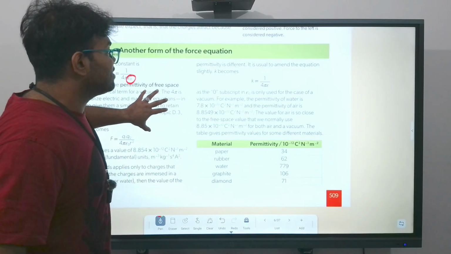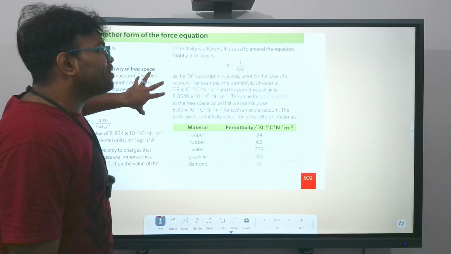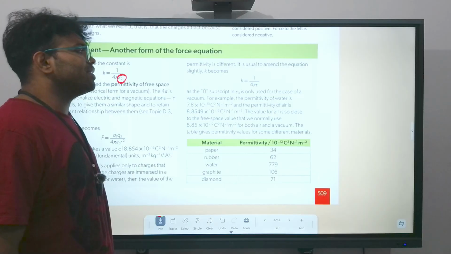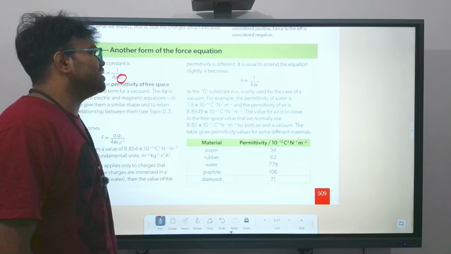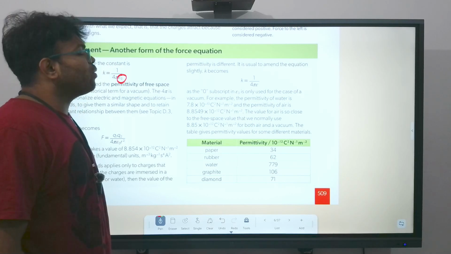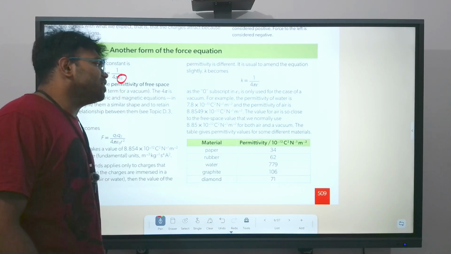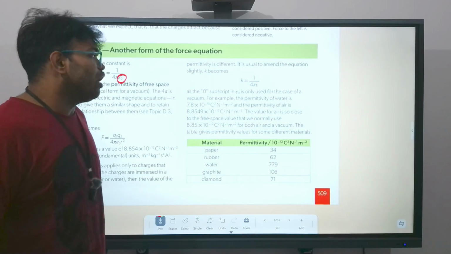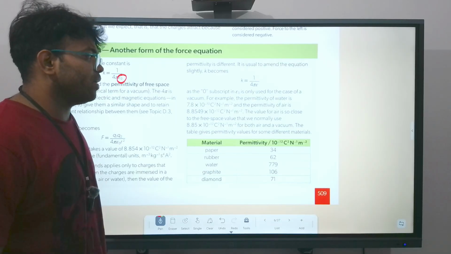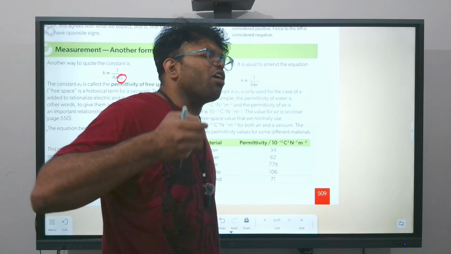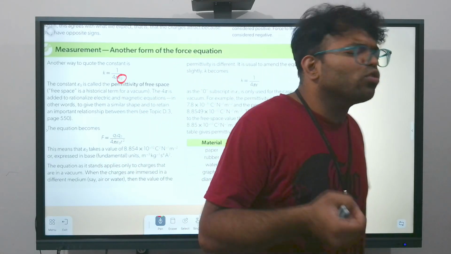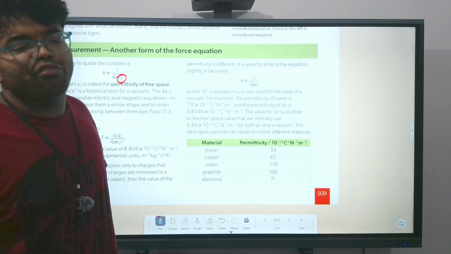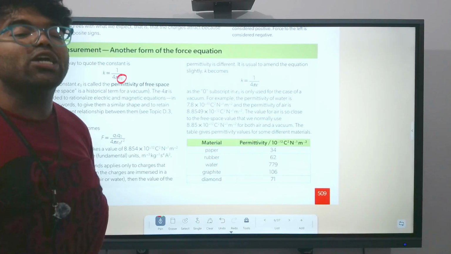The subscript naught in epsilon naught is only used for the case of vacuum. For example, the permittivity of water is 7.8 into 10 raised power minus 10 coulomb square per newton meter square, and the permittivity of air is 8.85 into 10 raised power minus 12 coulomb square per newton meter square. The permittivity of air is so close to that of vacuum that we generally consider the permittivity of free space and vacuum to be equal.